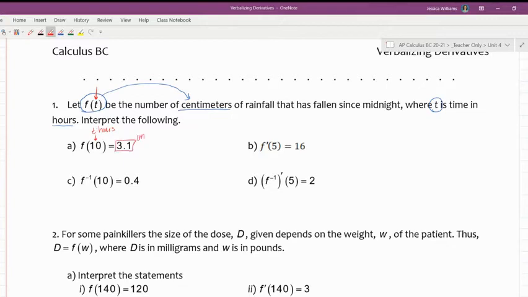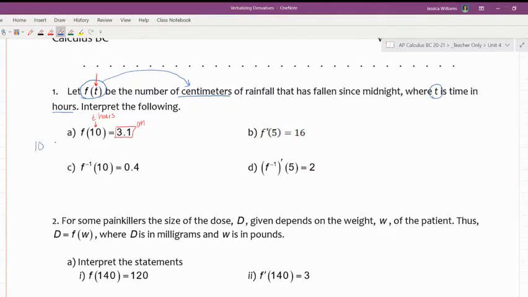So this function notation says that, let's see, fallen since midnight. So 10 hours after midnight, 3.1 centimeters of rain have fallen. The end. Okay, so a couple things to pay attention to. Every time I wrote a number, I had units next to it. So I have a number and units next to it. That's going to matter everywhere. If you don't have units, they won't give credit.